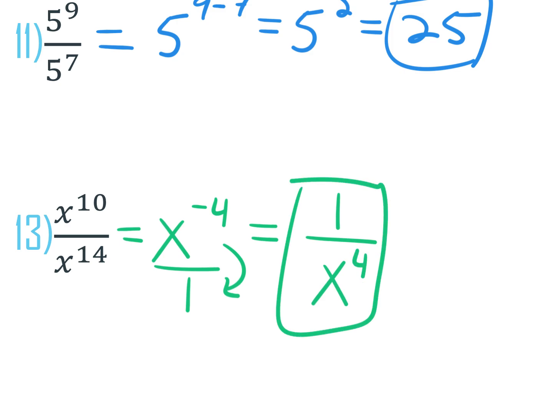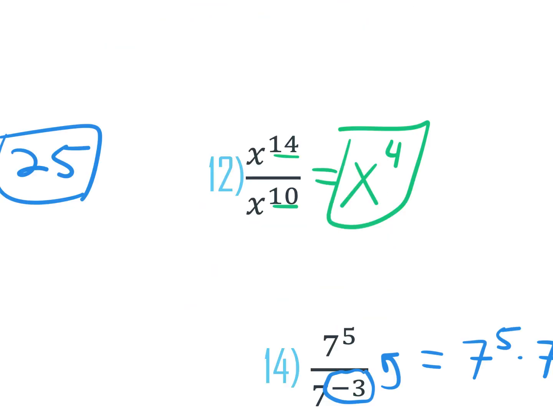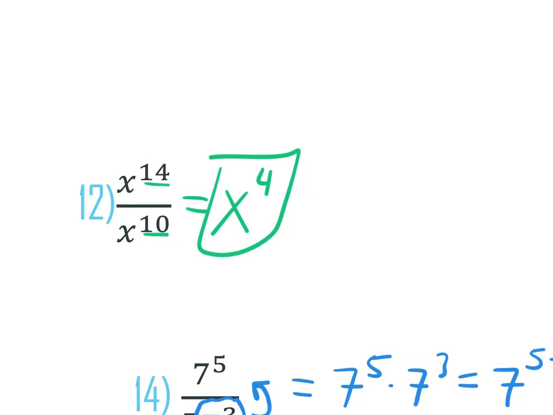General rule of thumb, if you have the same exponent on the top and on the bottom, whichever one has the bigger exponent is where you can expect to find the final answer. All right, so in this case, 14 was bigger than 10, and 14 is on the bottom. You can expect there to be an x on the bottom. The reverse is true for this one. 14 is bigger than 10. It was on the top. You can expect it to be in the numerator.